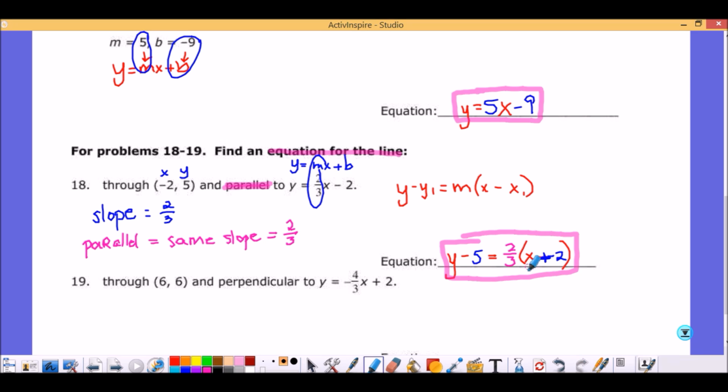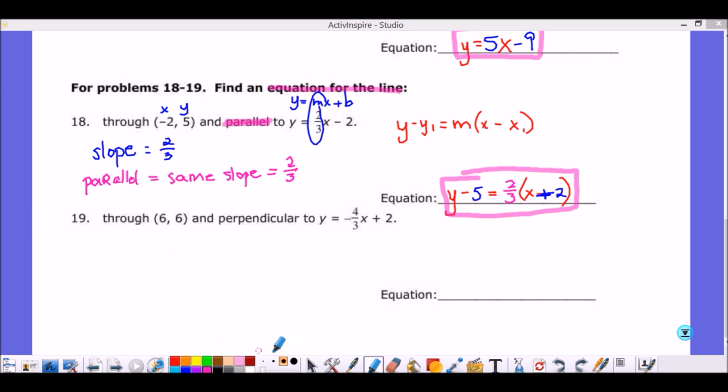For number 19, I'm going to write an equation through the point (6, 6). So here's my x, here's my y. But the key word now is perpendicular to y equals -4/3 x plus 2. All right, so just like in number 18, I need a slope. So my slope is -4 over 3.